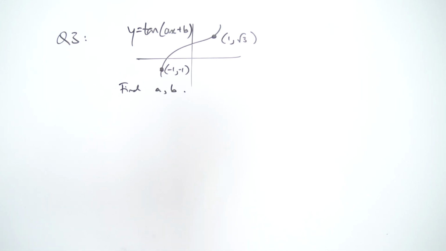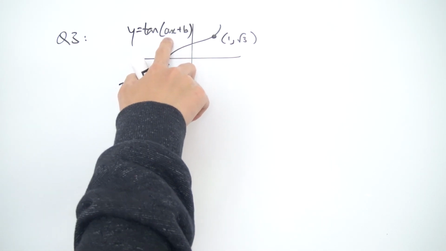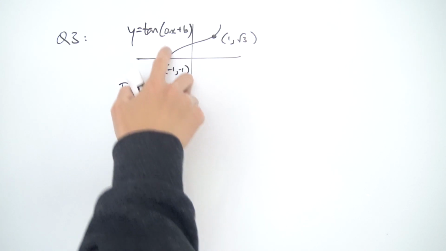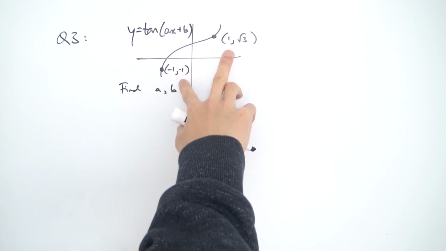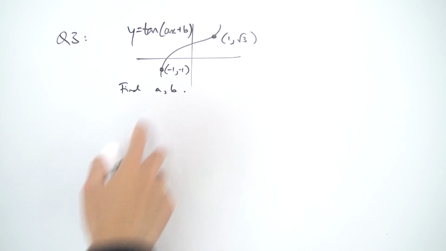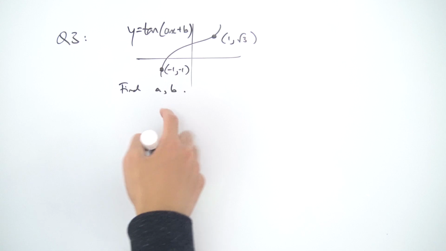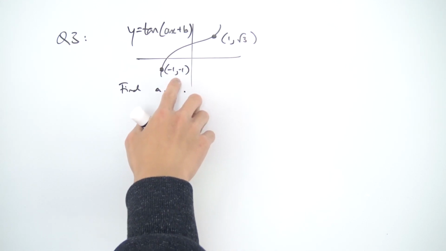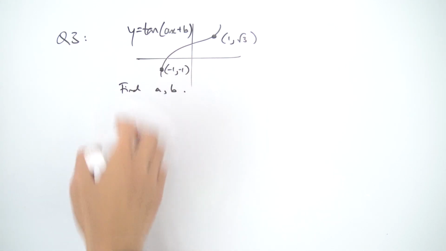For question 3, we're given this tan graph with some unknown parameters. So we have two unknowns, but we're also given 2 points on this graph, and we're asked to find a and b. So the first thing that should jump to you is that you should find some kind of system of equations, so 2 equations to work with. So the way you do that, that's quite easy. You just sub in each of these points into this equation.